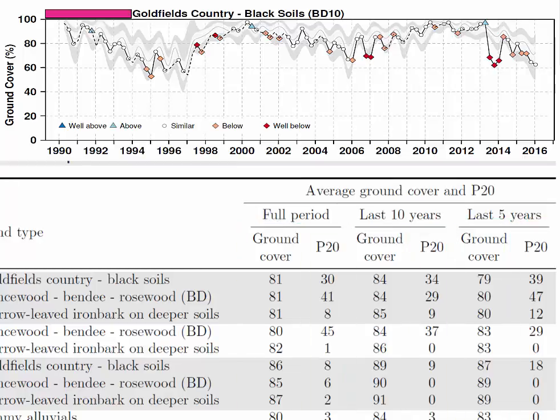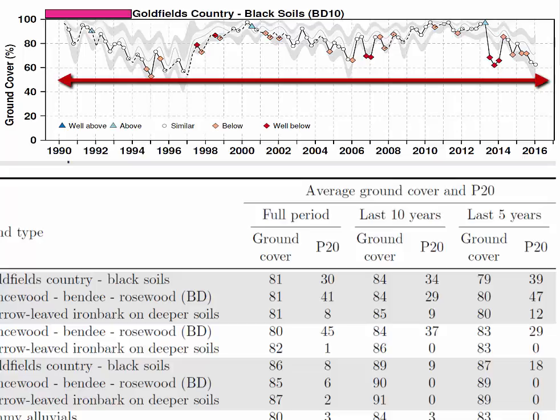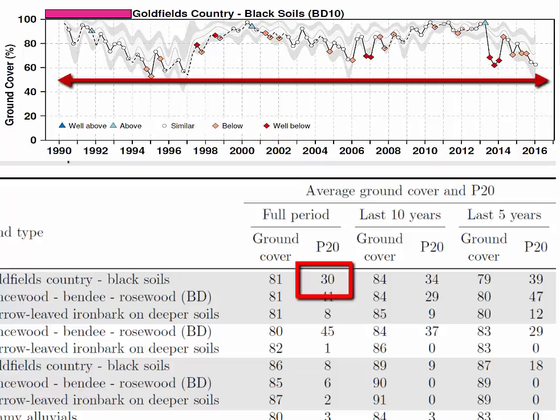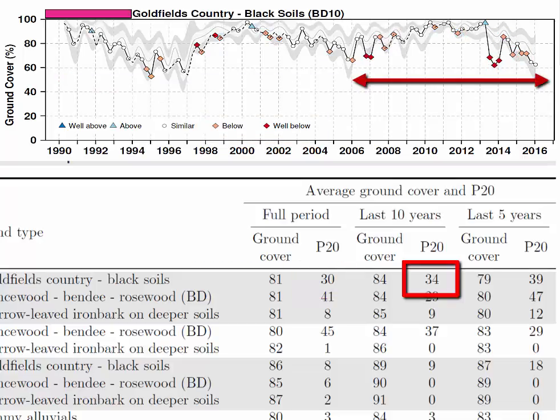The ground cover values are simply average ground cover over a given period. So average ground cover in the goldfields land type of arsenic paddock over the full period is 81%, whereas for the last 5 years it's 79%. By comparison, the P20 values are the percent of cover measurements in our paddock below or well below expected levels of cover over a given period. In other words, it's the percentage of symbols that are red or orange diamonds. So over the full period, 30% of these values are diamonds. Over the last 10 years, 34% are diamonds. And in the last 5 years, this has increased again to 39%.